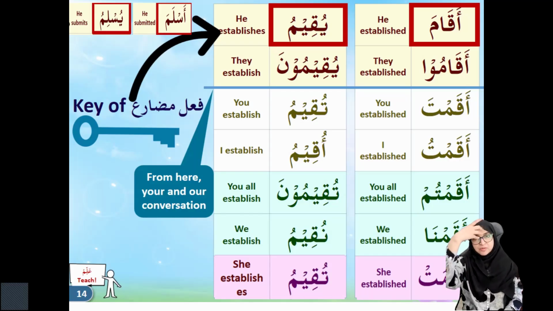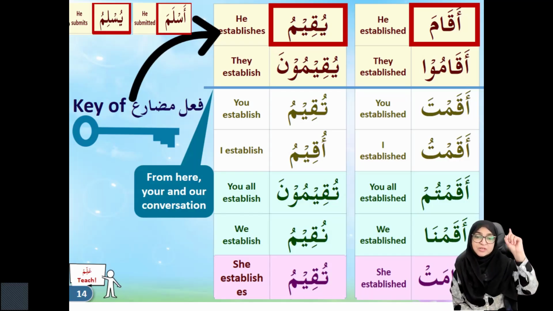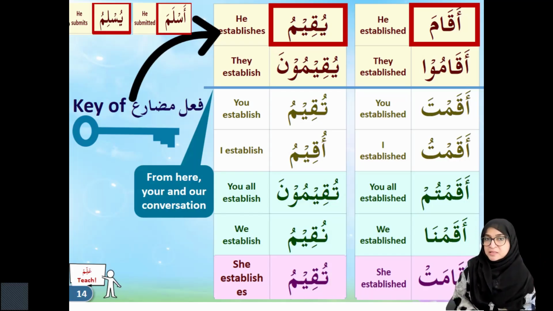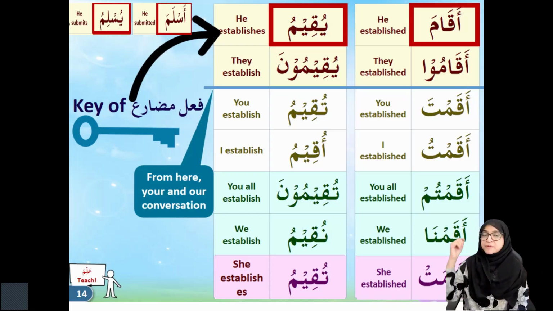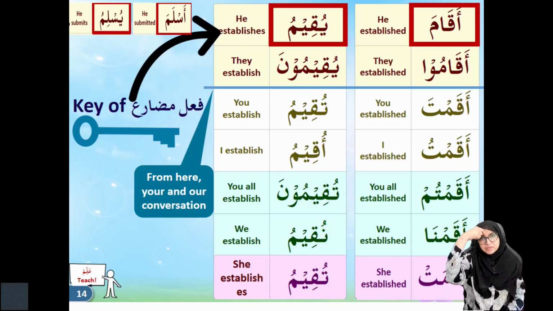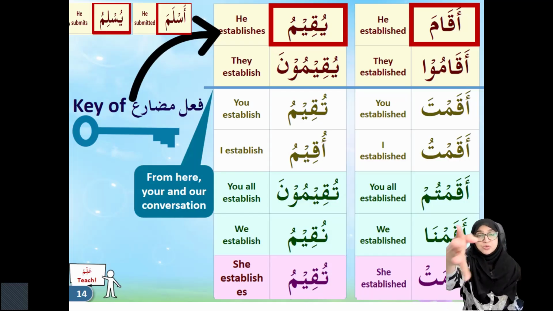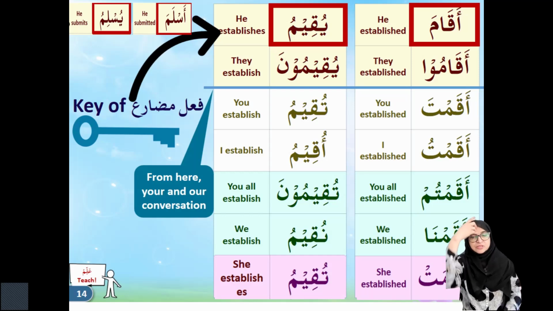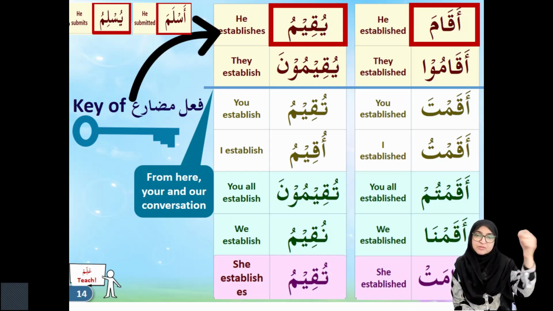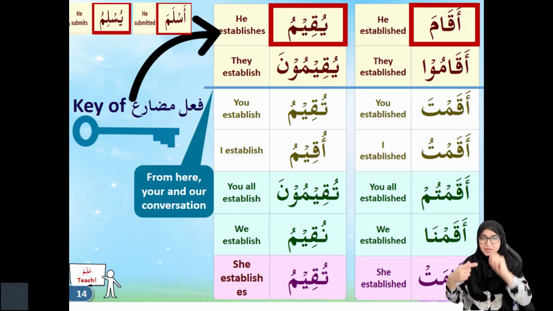Tuqimuna, nuqimu. And then she establishes, tuqimu. Let's practice this. Once I'll say and then you say it. Yuqimu, he establishes. Yuqimuna, they establish. Tuqimu, you establish. Uqimu, I establish. Tuqimuna, you all establish. Nuqimu, we all establish. Tuqimu, she establishes. Okay? Now practice.